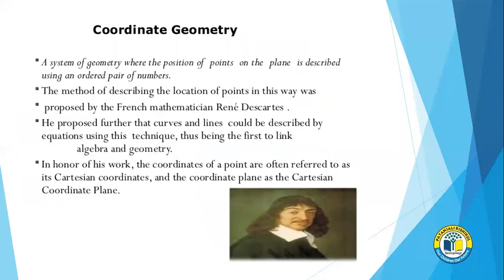So what is coordinate geometry? A system of geometry where the position of points on the plane is described using an ordered pair of numbers. Basically, coordinate geometry is the link between algebra and geometry. And this was proposed by a French mathematician, René Descartes. In honor of his work, the coordinates of a point are also referred to as Cartesian coordinates and the coordinate planes as the Cartesian coordinate planes.